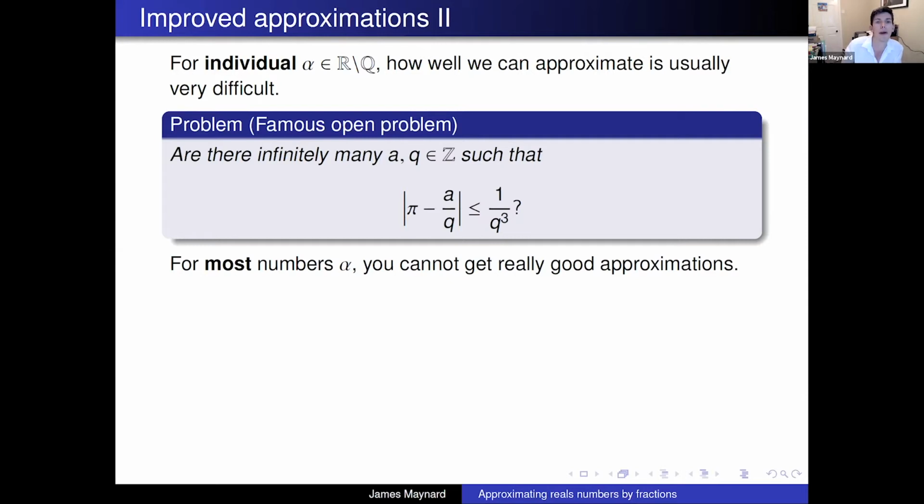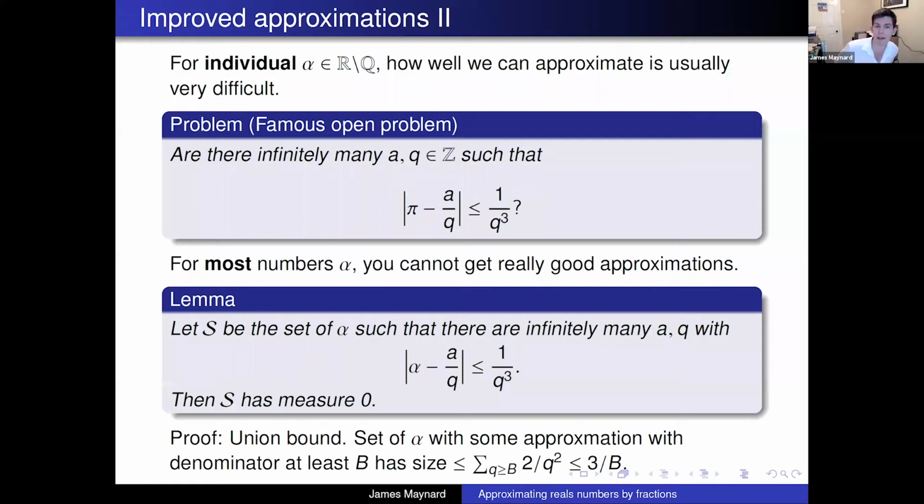However, if instead of looking for individual real numbers, you look at just most real numbers in maybe a measure theoretic sense, then the question becomes much easier to study. So for example, if you let S be the set of all real numbers such that there are infinitely many approximations a over q that get within 1 over q cubed of your real number alpha, then this set has measure 0 in the real numbers. It's a measure 0 subset of the reals, where measure is Lebesgue measure here.